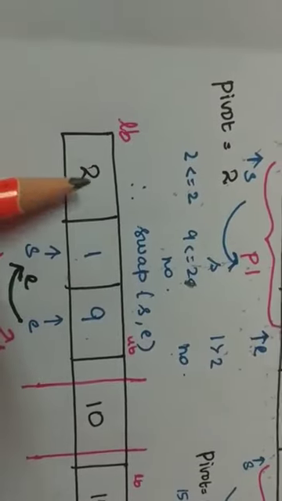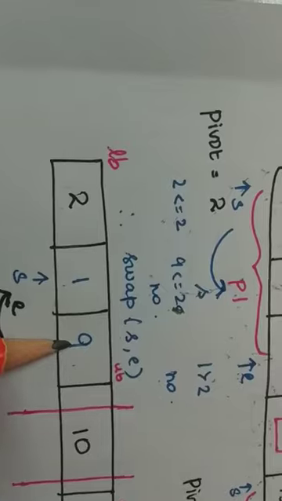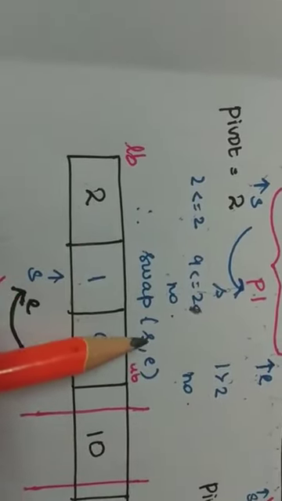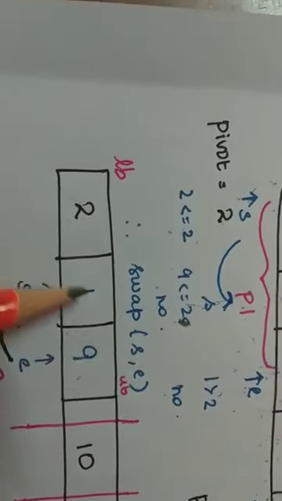Now we have 2, 1, 9 in this array. It is not going to partition because the pointers have not crossed. So it is not going to partition this array. Now we will have S here and we will have 9 here.